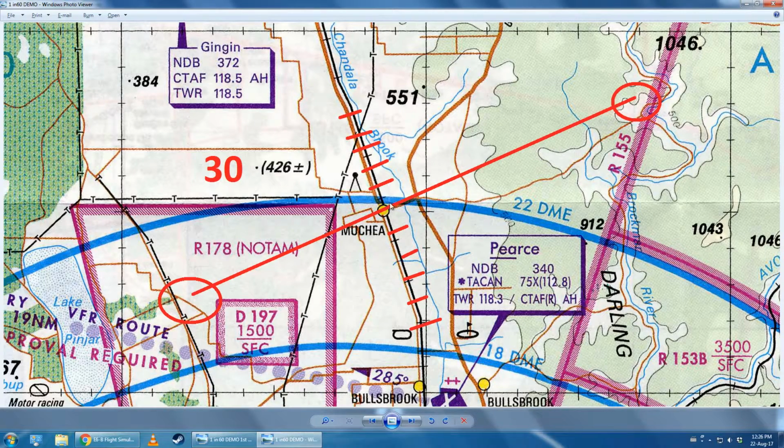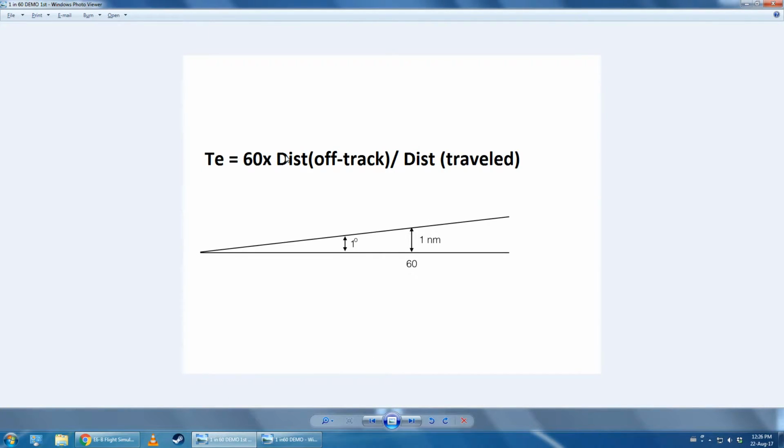So if you're flying from A to B over Muchaya, or Munchaya, I'm not sure how to pronounce that right, and you're directly over it, then obviously no correction is required. But if you're either side of it, then that's when you use the 1-in-60 formula. Using the track error angle here, if that was 30, then you would have 60 times 1 off track, divided by 30, which would give you 2.